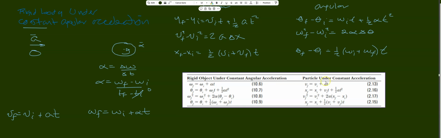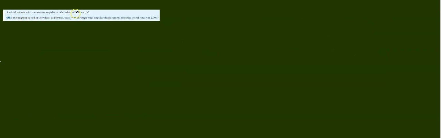So you can find this table in the book, and also in your equation sheet, you'll find the equivalent of each linear equation in angular quantities. So let's try this example. A wheel rotates with constant angular acceleration of 3.5 radians per square second. They give us the angular speed of the wheel initially, and they want us to find the angular displacement.